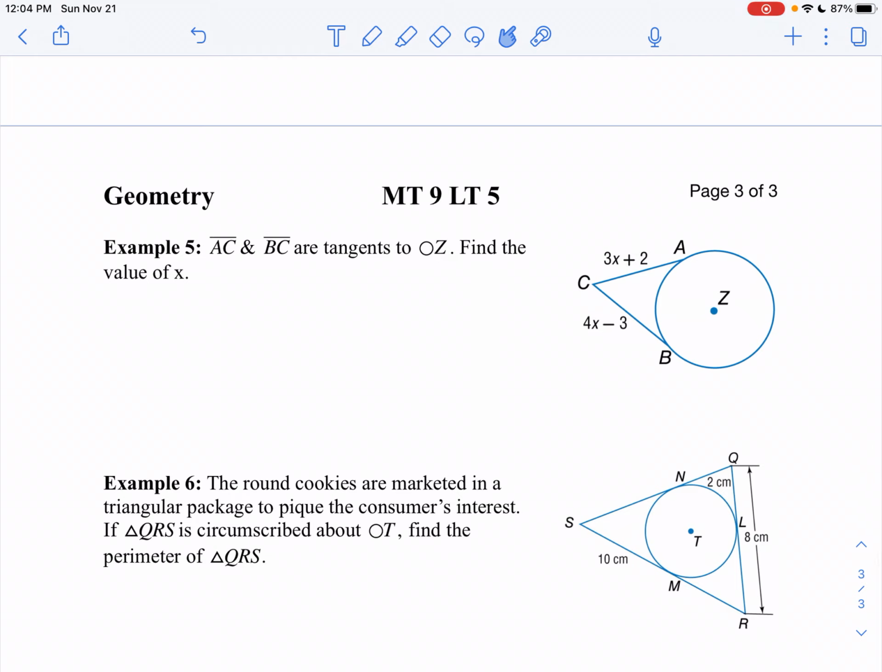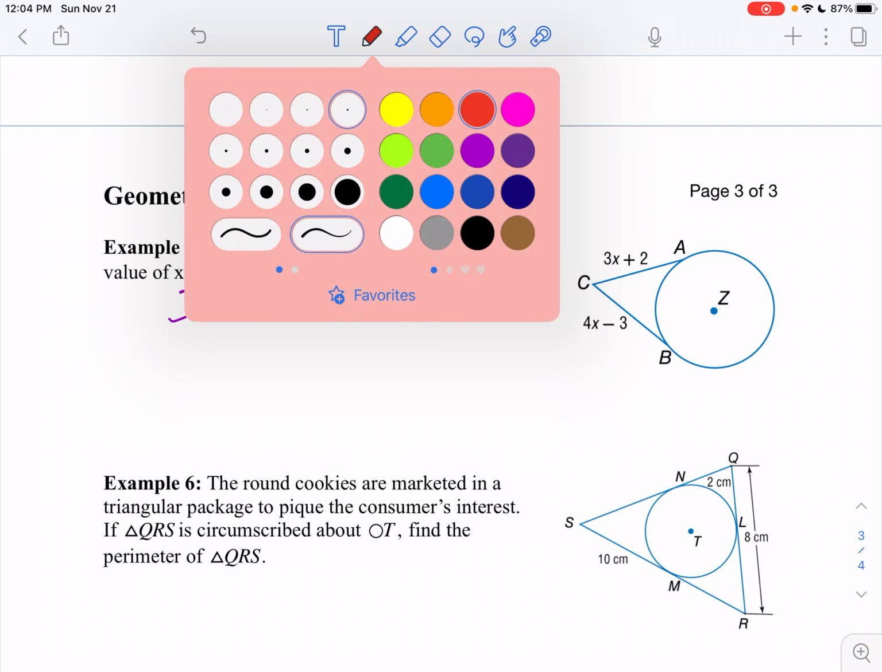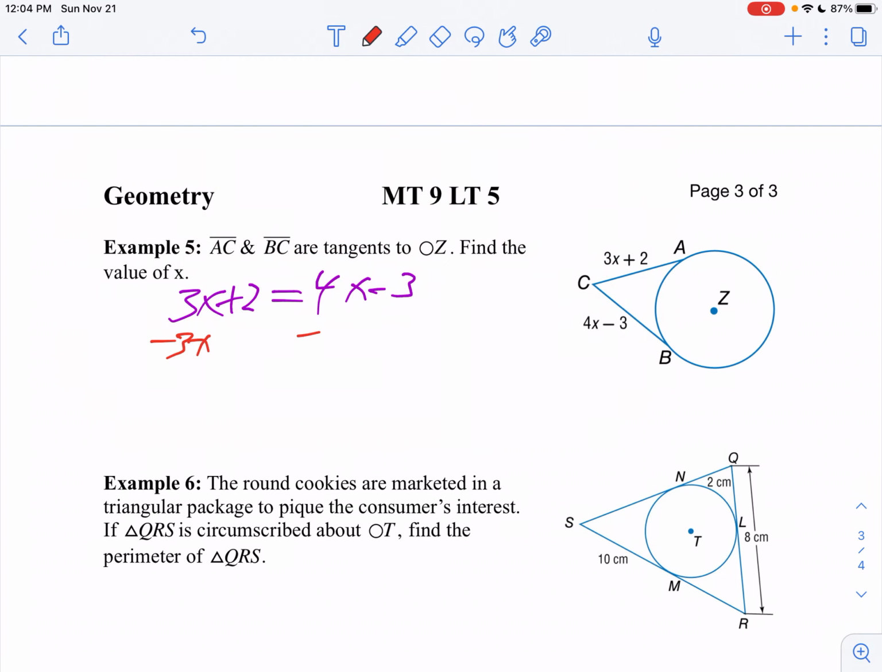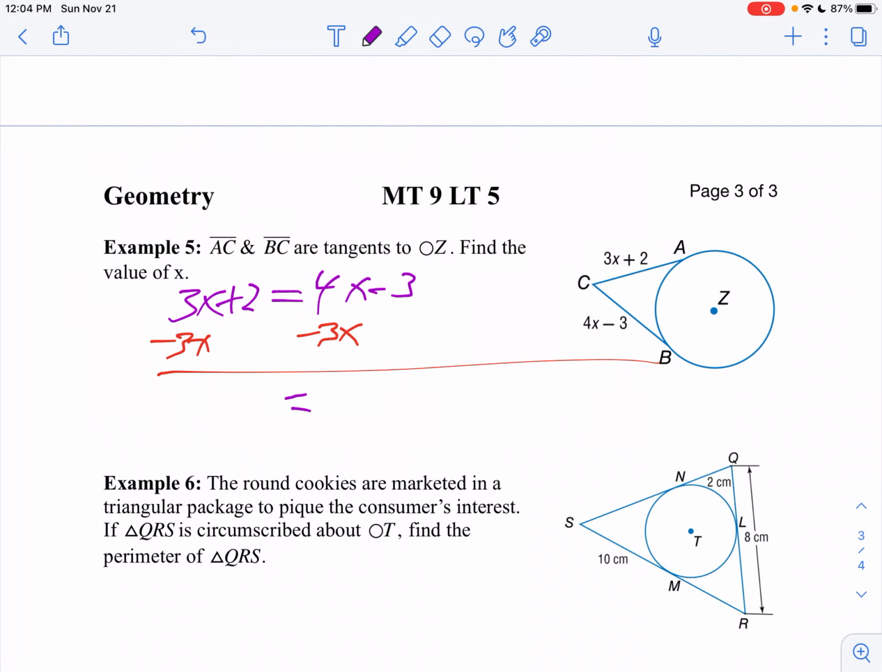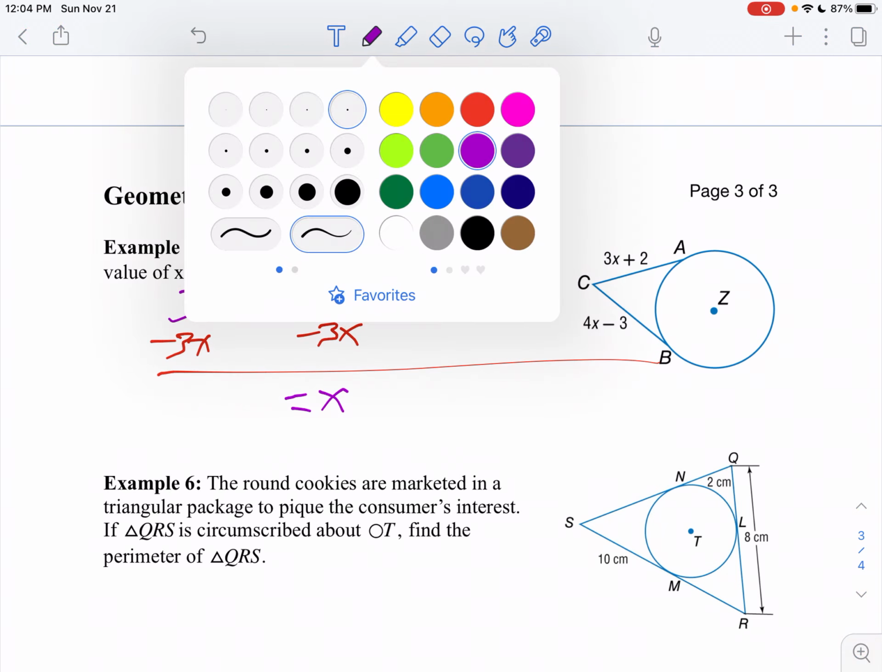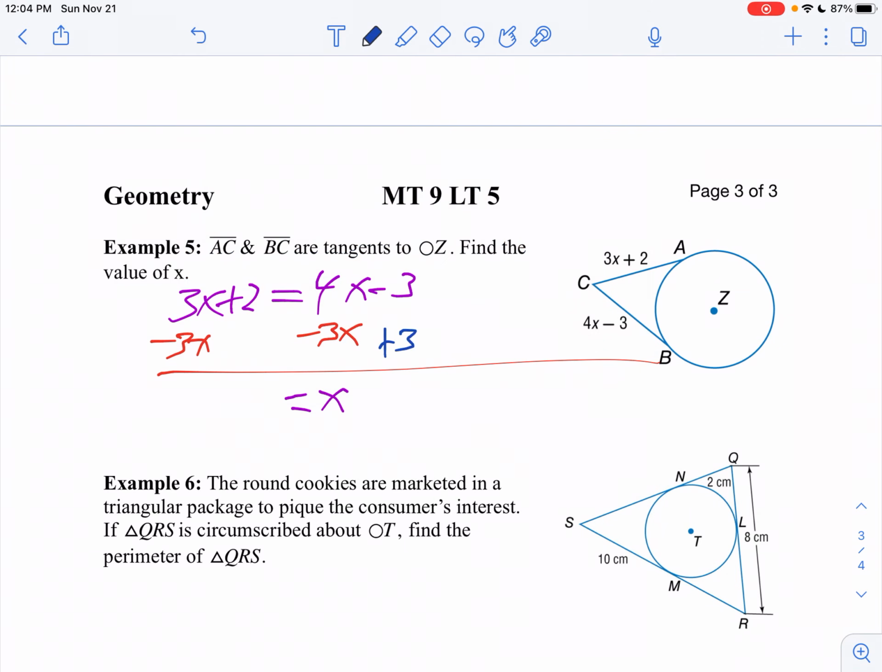So in example 5, we're told these two segments are tangent. I want to find the value of x. Well, since these two segments are tangent, that means they're equal to each other. So 3x plus 2 equals 4x minus 3. I'm going to subtract 3x from both sides. So then I get x on the right-hand side. Well, since I have x on the right-hand side, let's add 3 to both sides. So 5 equals x. And we're just supposed to find the value of x, so we're done.